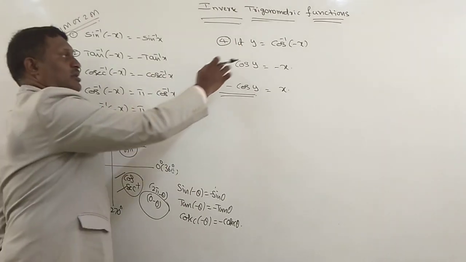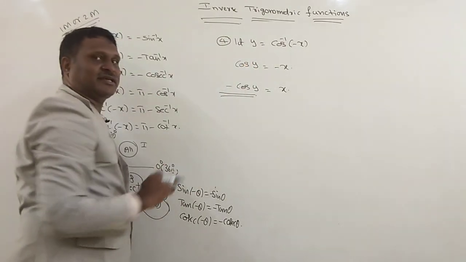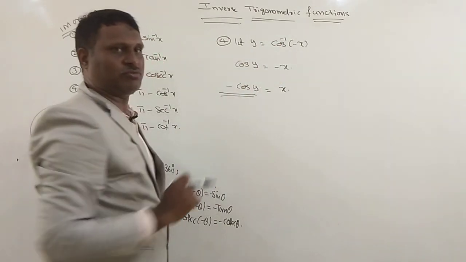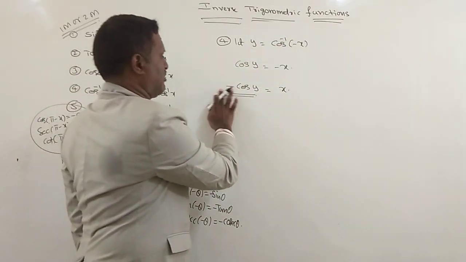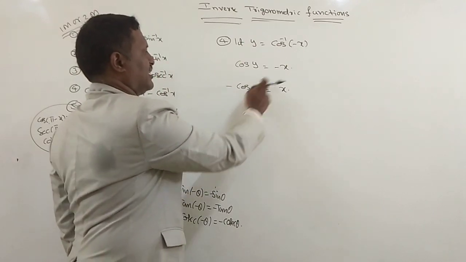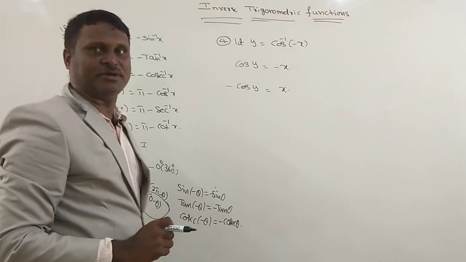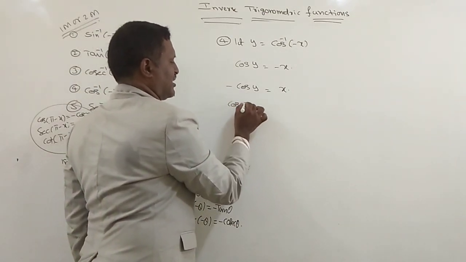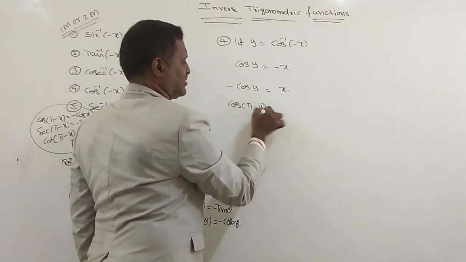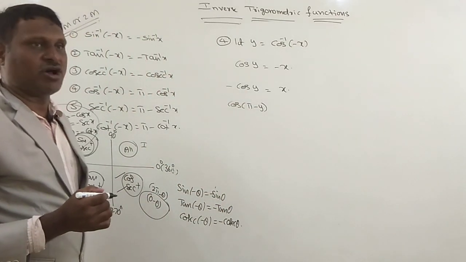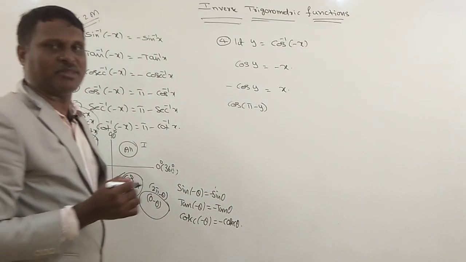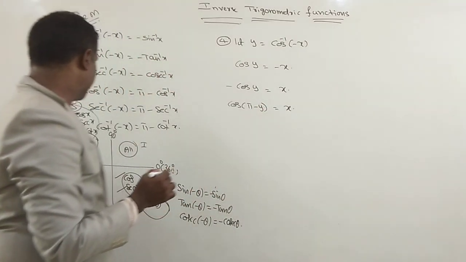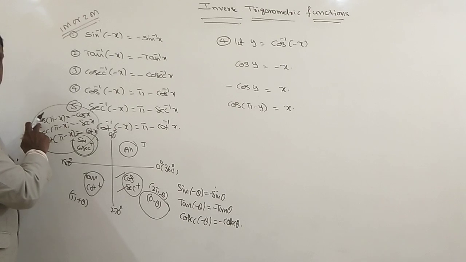Now y is equal to cos inverse of minus x. Take cos inverse to the other side, it becomes cos y is equal to minus x. Now multiply by minus sign, minus cos y is equal to x. Now minus cos y, we can write as cos of pi minus y. This is equal to x, because in the second quadrant cos is negative.